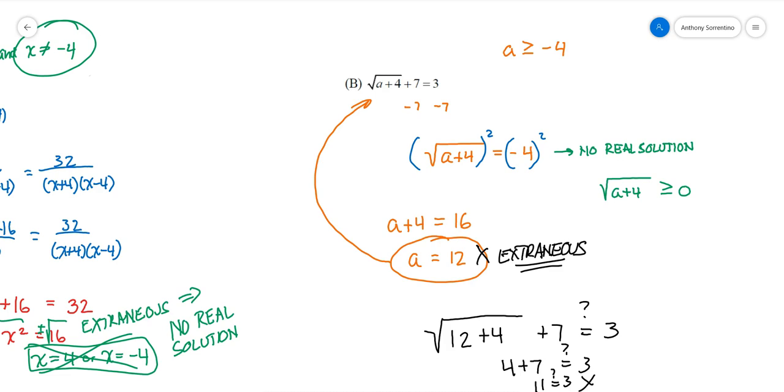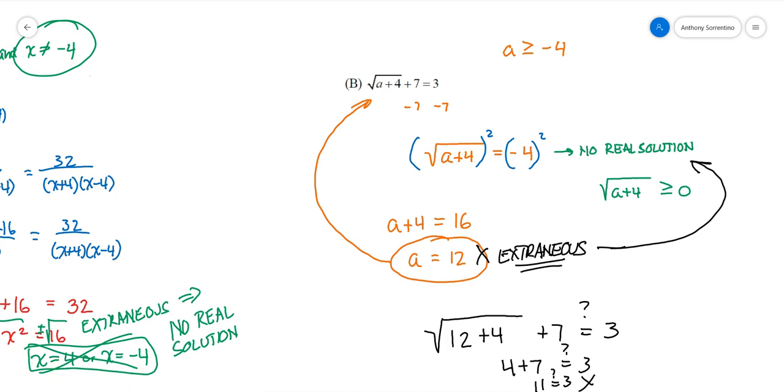So if I only get one solution and I say it's extraneous, that would give me the same realization that there is no real solution. So there's different ways to come to that conclusion in this type of problem, and that's how you'd go about doing it.